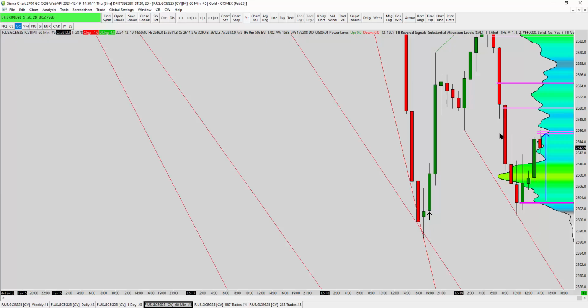This is also an indication for reversal. So I had to exit and call it a trade. Done.